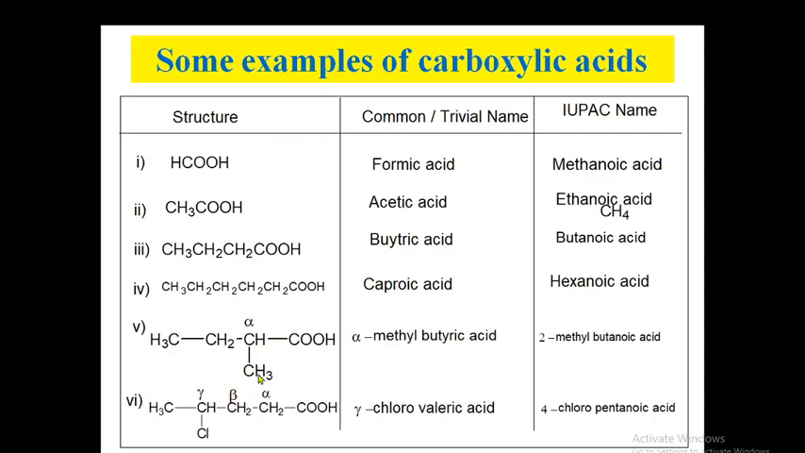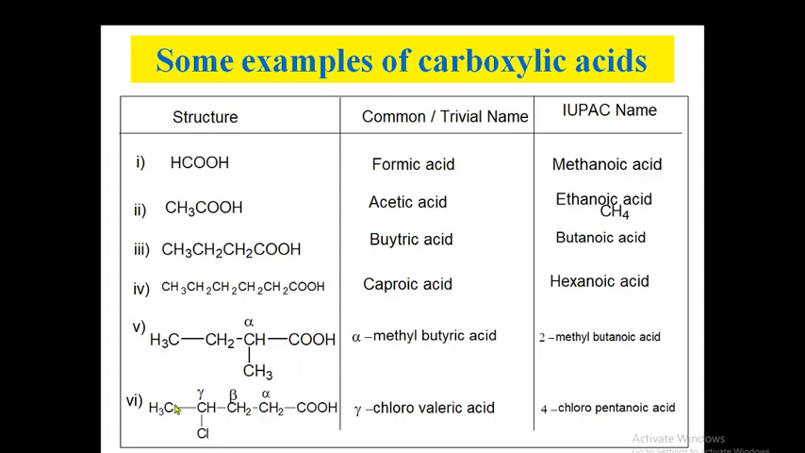Now what's the IUPAC nomenclature? With 4 carbons in the longest parent chain, it becomes butanoic acid, and at the second carbon, a methyl group is present. So you'll get 2-methyl butanoic acid, because we already know that the carboxylic acid carbon is always assigned as number 1.